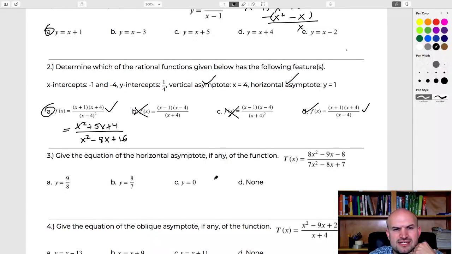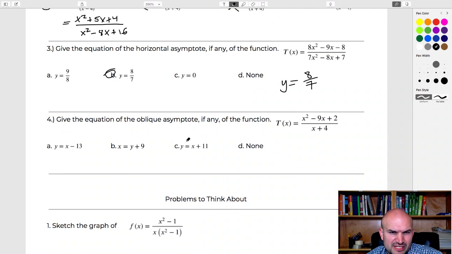Given the equation of the horizontal asymptote, if any, of the function. So again, we look at the degrees, make sure it's in standard form from highest power descending down. You can see they both share 2. And then again, the horizontal asymptote is just going to be the ratio of the coefficients, 8/7. So that would be answer B.